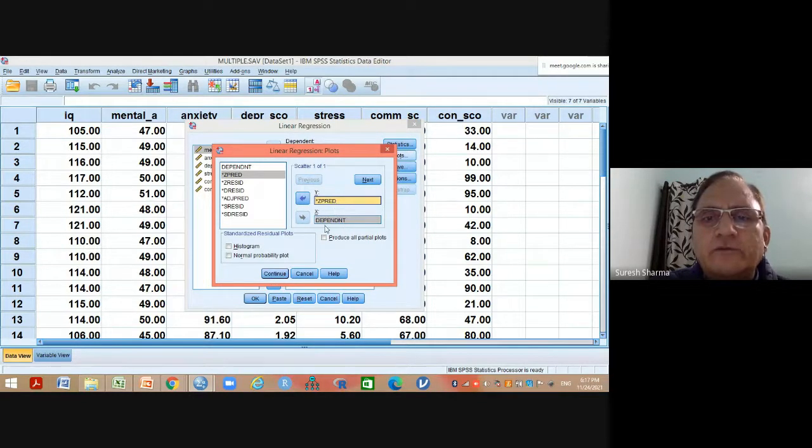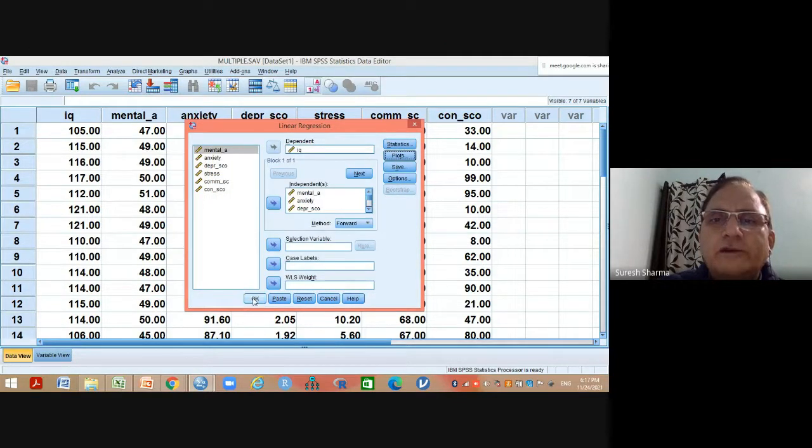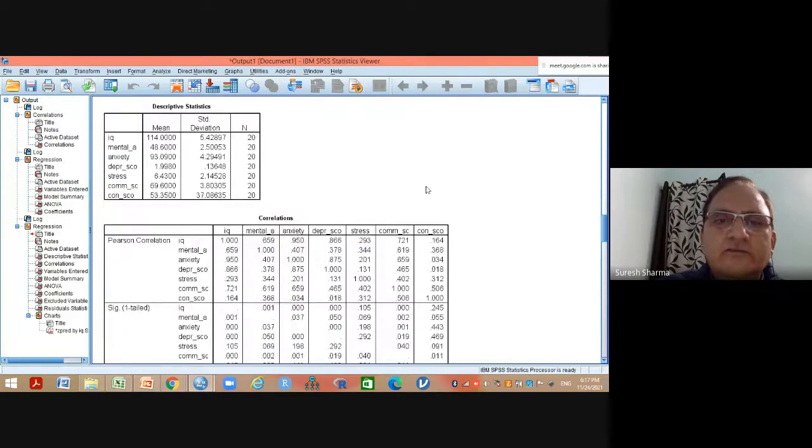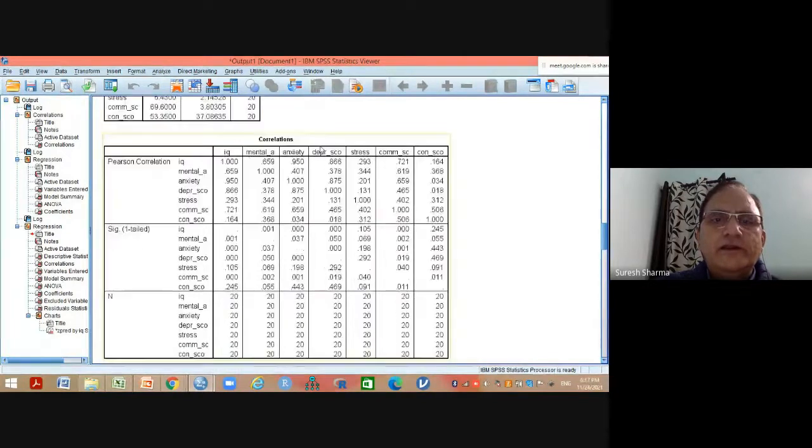Dependent versus predicted. I mean, one value is the actual value Y, which is IQ, and the other value, the predicted value, you will get from the model. And we will see if they are very close, then your model may be good. Continue. Press OK. So you have done everything. So let's see the result of regression. First is just a mean SD table. This is just mean SD. You can read that. Again, there is a correlation table which is appearing.